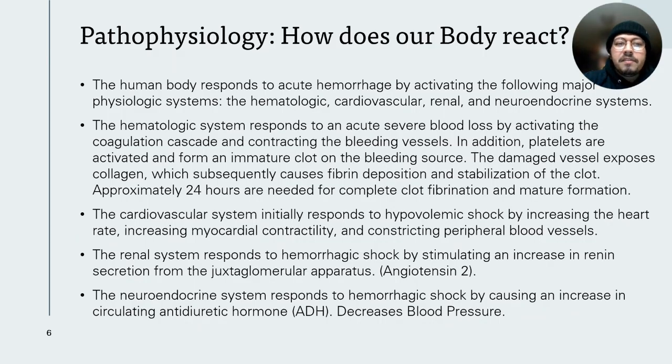So what is the pathophysiology, and how does our body react to being in hypovolemic shock or hemorrhagic shock? The human body responds to acute hemorrhage by activating the following major physiological systems: the hematologic, cardiovascular, renal, and neuroendocrine systems.